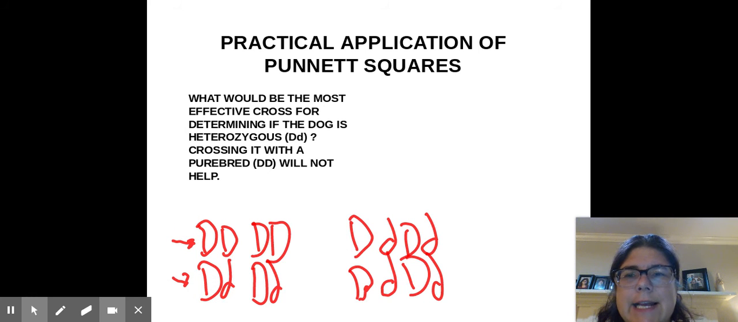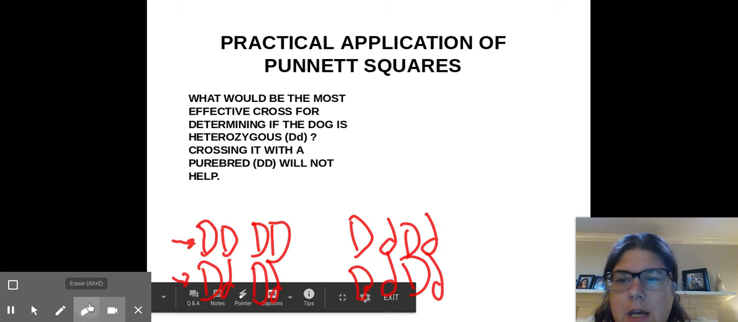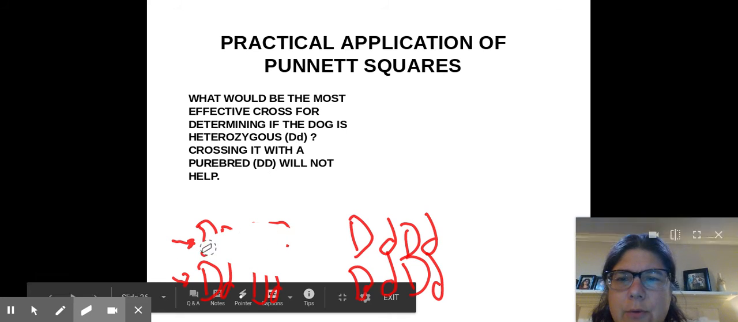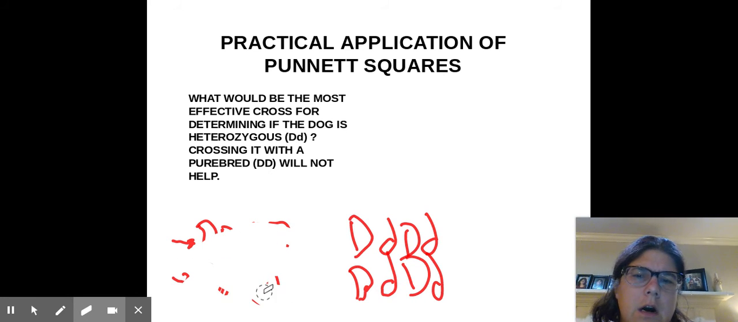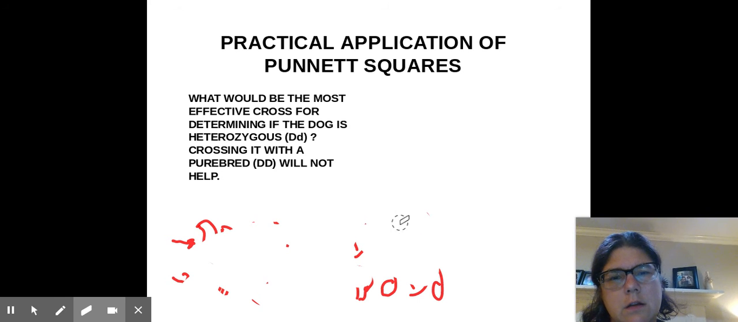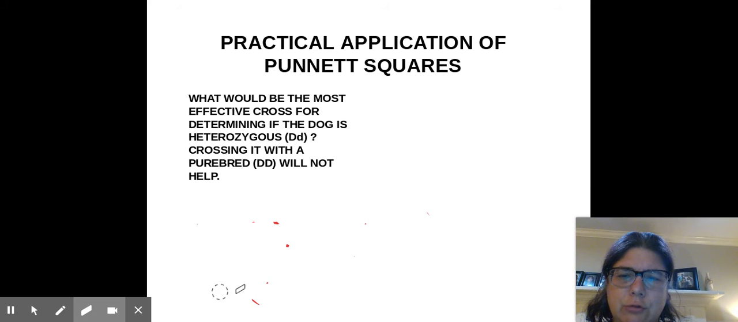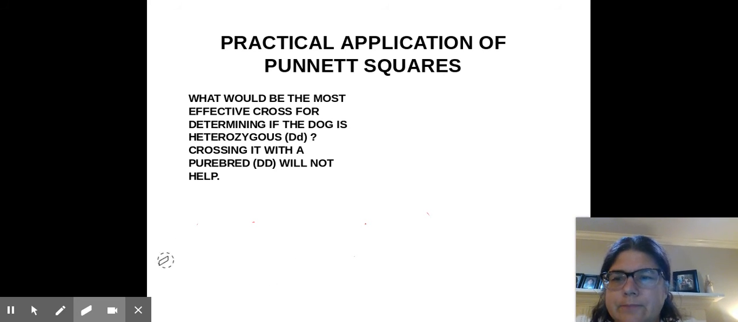So let's try to think of a different one. So we know if it's purebred, it doesn't matter what we cross it with, but can we determine if it's a heterozygous, one of each? And that's what we're going to do here. So let me erase our, if I can do it, using screencast tools the Google Slides tools are a little bit more limited, the presentation tools. Okay.